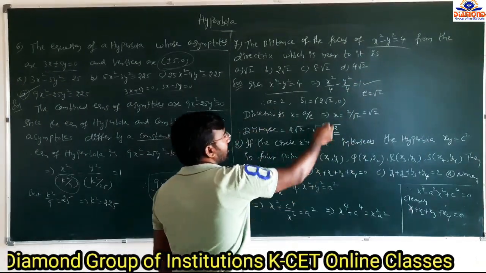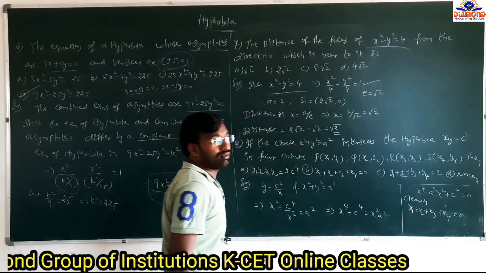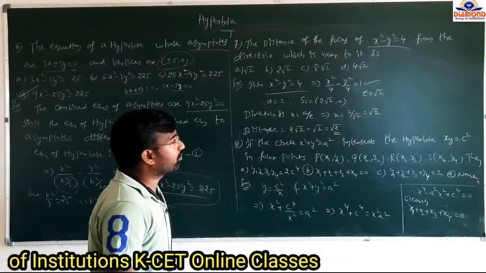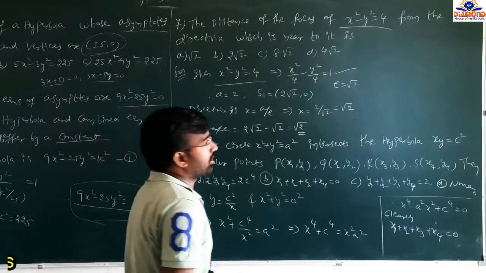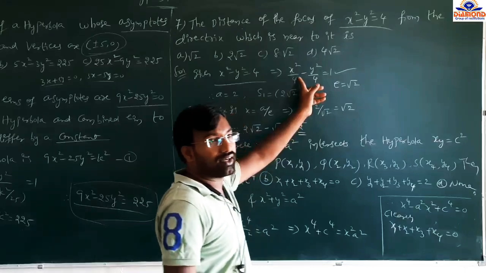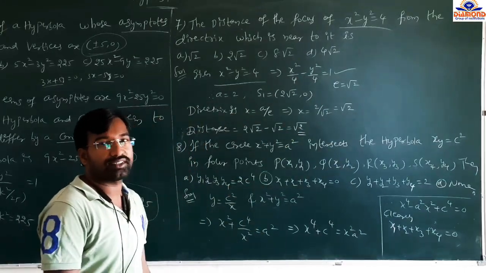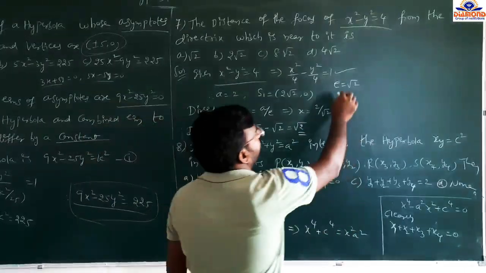So clearly a square equal to b square equal to 4. So a equal to 2. So b also 2 only. So what about S1? Focus AE comma 0. For the rectangular hyperbola, eccentricity is always root 2. That's why you can take E equal to root 2.